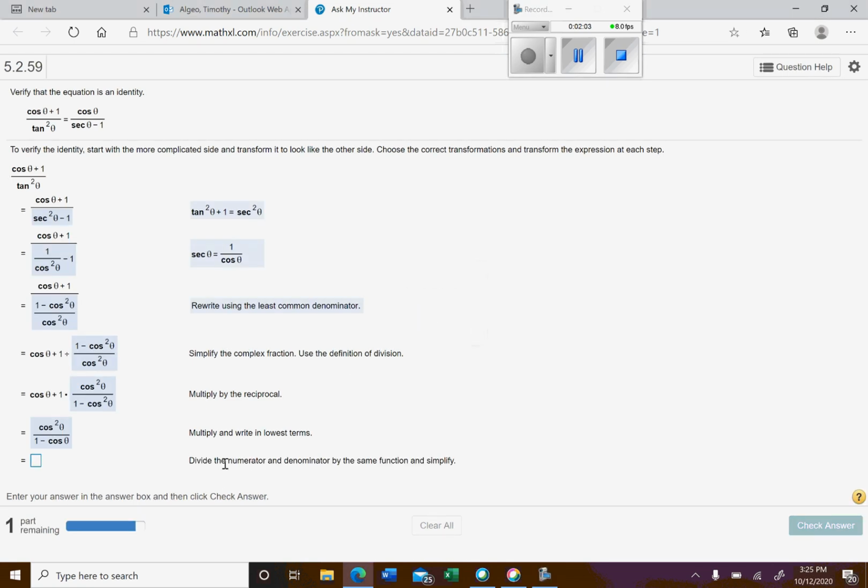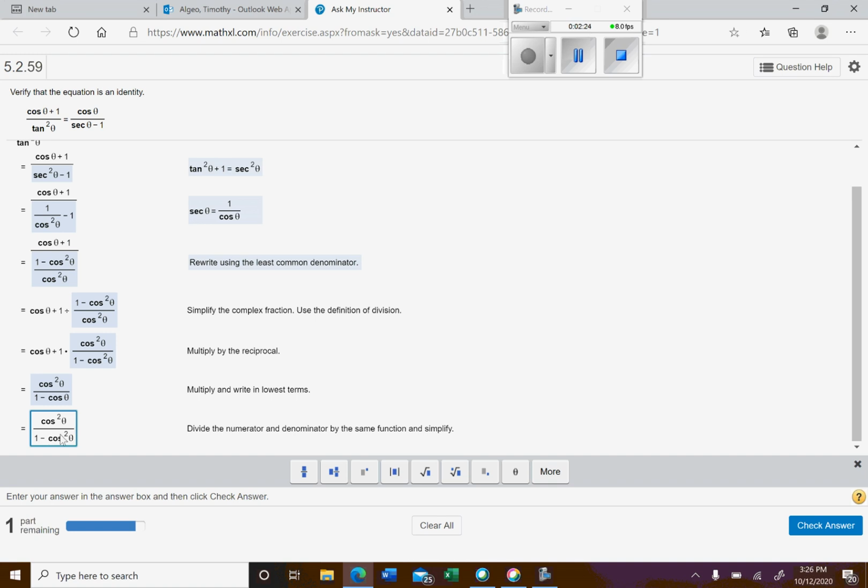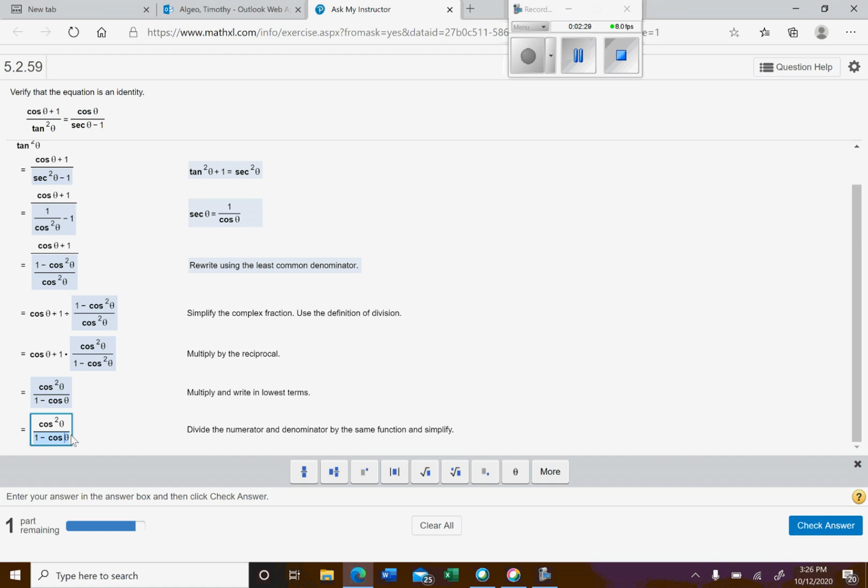So it says divide the numerator and the denominator by the same function and simplify. So that's what we're doing. So see, they're going to divide everything by cosine. I factored it out, but it's the same idea. So everything here, let me go ahead and paste this in here. Everything here is going to get divided by cosine. So what's going to happen here is that cosine is actually going to turn into a 1 right there.